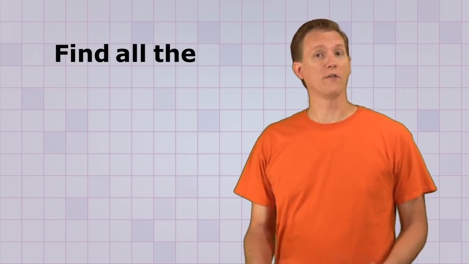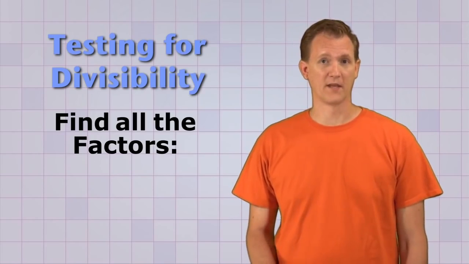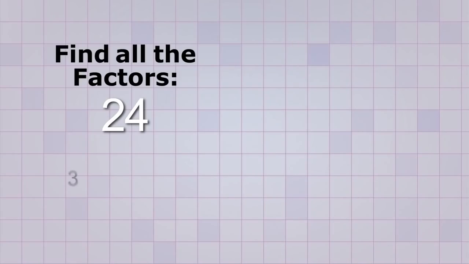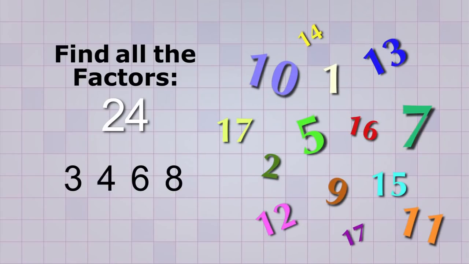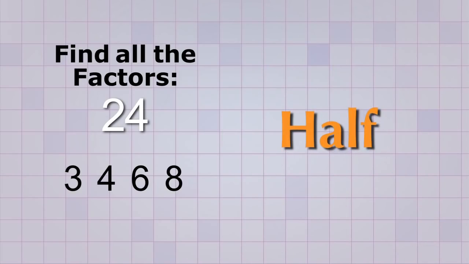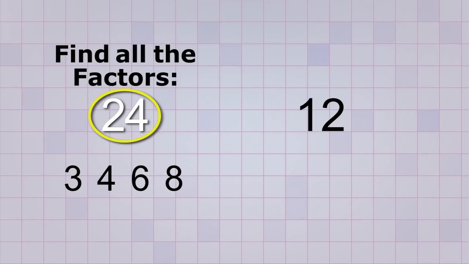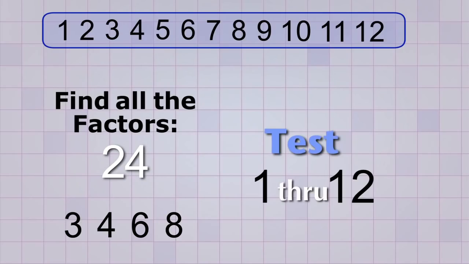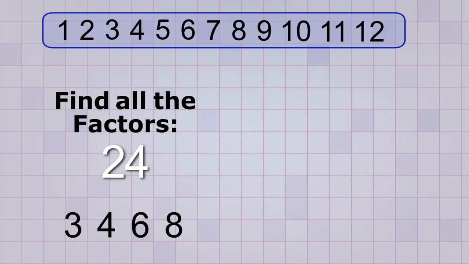Sometimes you may be asked to find all the factors of a number. If that happens, you can use testing for divisibility to solve the problem. To see how it works, let's try to find all the factors of 24. We already know 4 of them, but there's a lot more numbers we can test. Fortunately, we only need to test numbers that are less than half of the number we're testing. And since half of 24 is 12, we just need to test the numbers 1 through 12. To keep things organized, let's list the numbers we're going to test, and we'll circle the factors that we already know: 3, 4, 6, and 8. We can also cross out the 7 since we already tested it and found out it wasn't a factor.